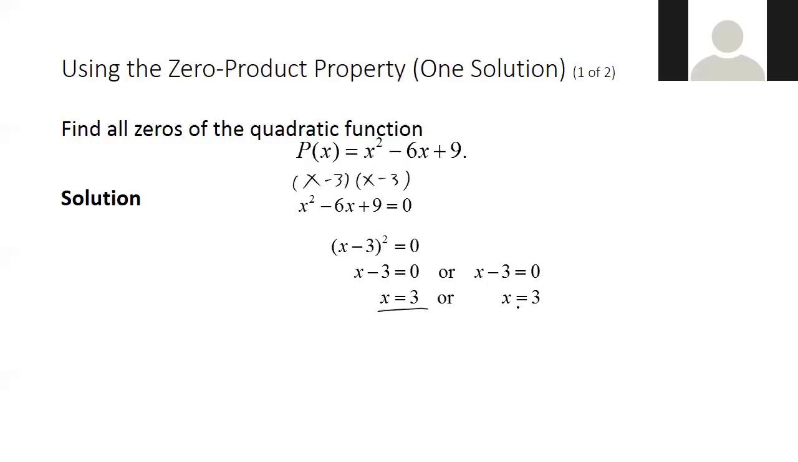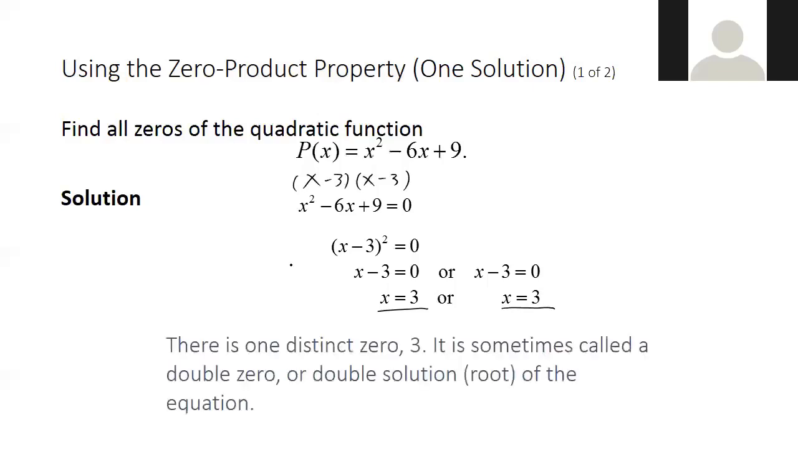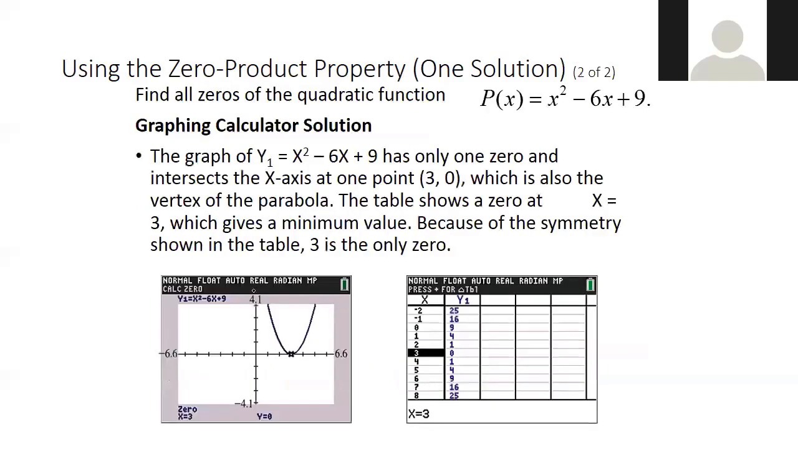So notice that you would get the exact same answer, or two identical solutions here. So there is one distinct zero, 3. It sometimes is called a double zero or double root in this case, because they're identical. And we can easily confirm that also by plugging that equation into your graphing calculator, and you can see the solutions right there, confirming our calculation.